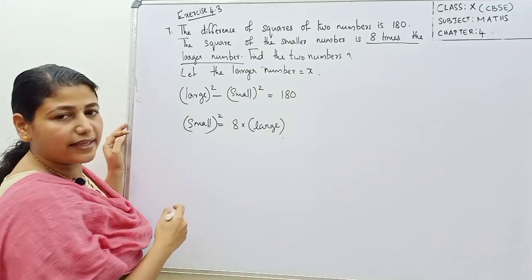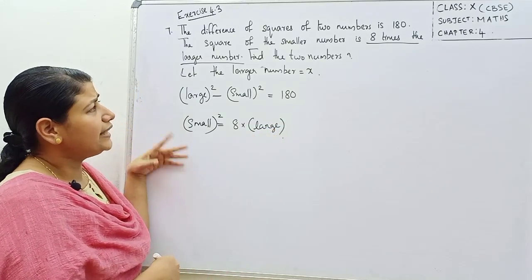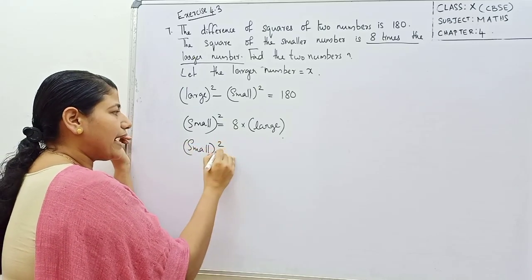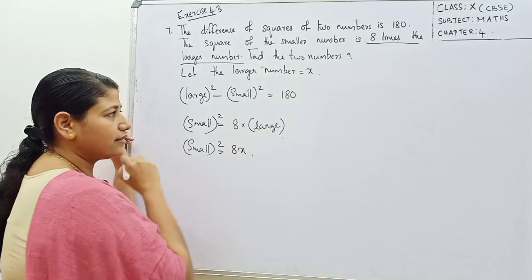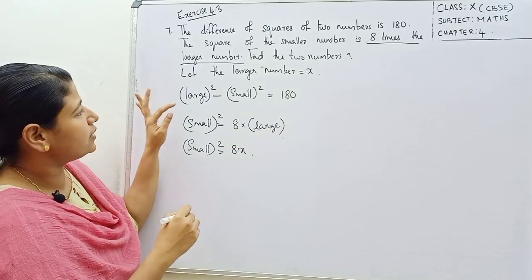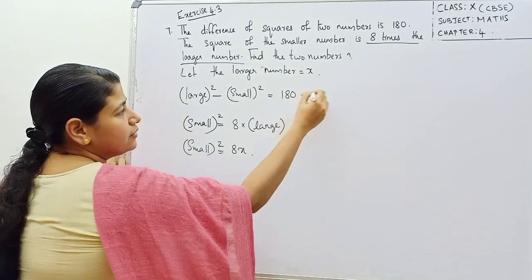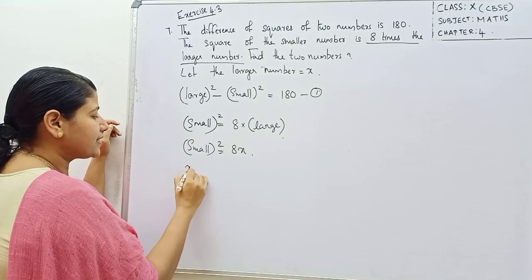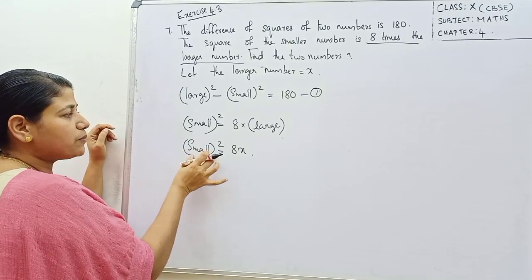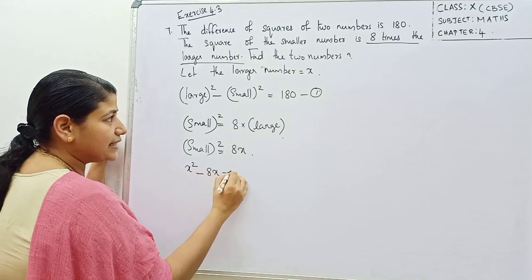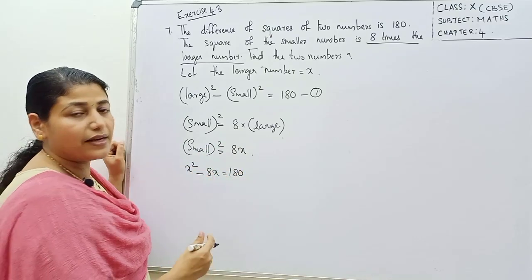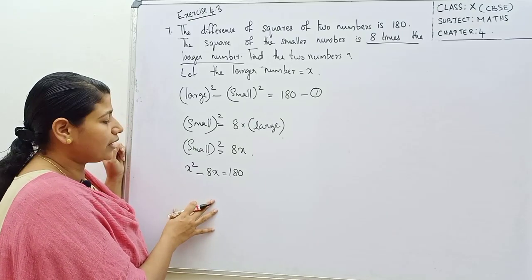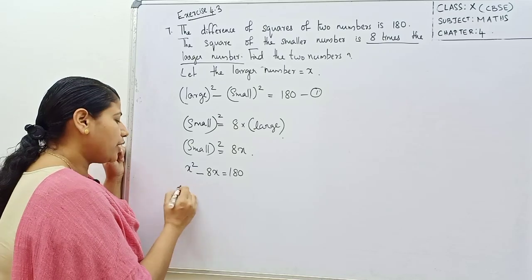Okay, so these are the conditions. We took the larger number as x, so we can write the square of the smaller number as 8 into x, which is 8x. Now we can substitute these values in this first equation. The square of the larger number is x square, minus the square of the smaller number, 8x. So x square minus 8x equal to 180. So here is your quadratic equation. In this equation, we can use the completing the square method. That will be easier, I think, so I am going to use that.